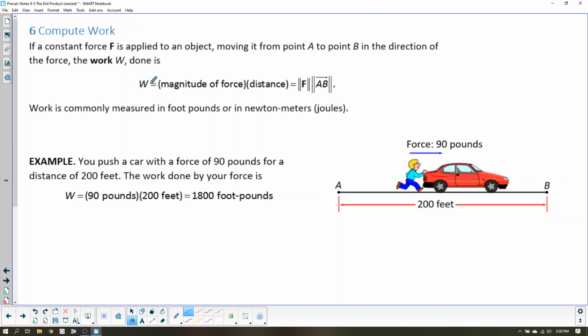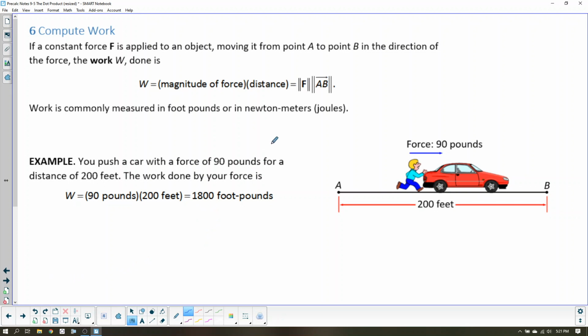Then we define the amount of work that is done by the magnitude of his force times the distance that he moved the object. So in this case, it would be 200 multiplied by 90, which gives you 1,800 foot-pounds. Notice we're kind of multiplying the units as well, foot-pounds. So the work is 1,800 foot-pounds.